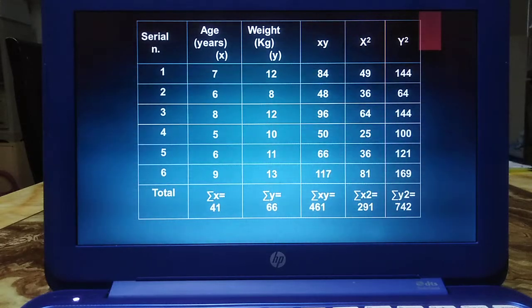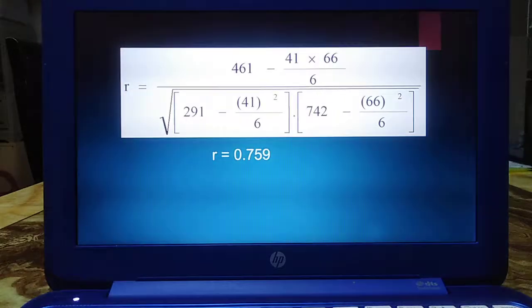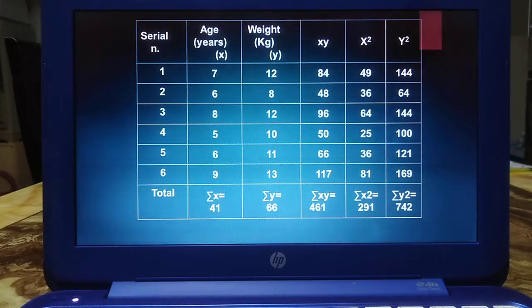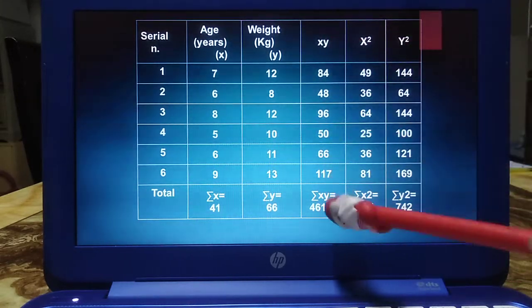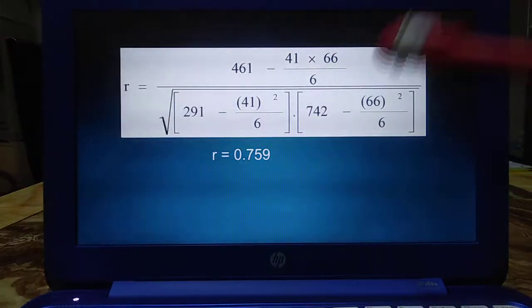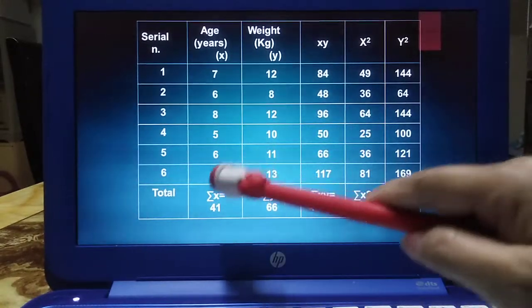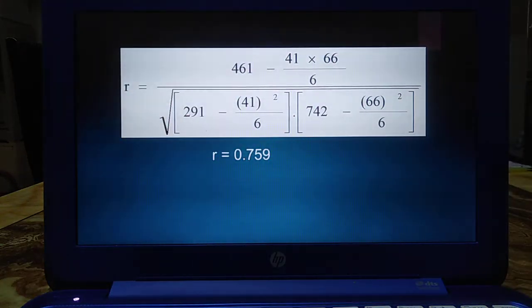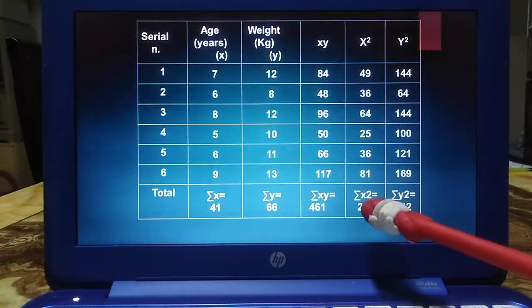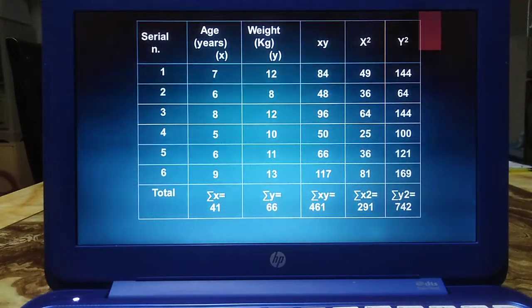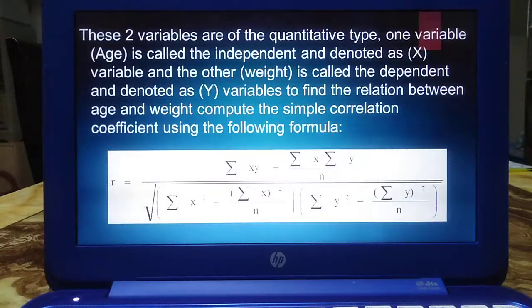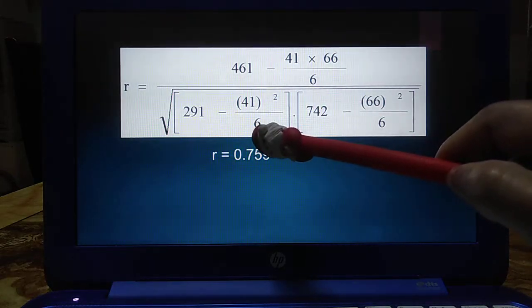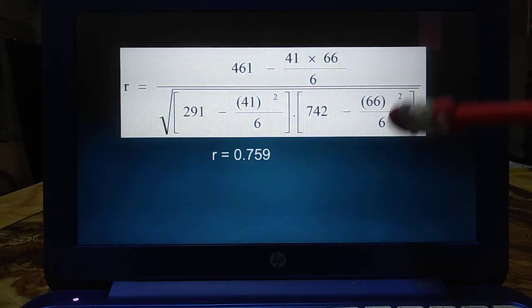And then we simply plug it into the formula. 461 is the sum of x times y, minus 41 times 66, the product of the two sums, everything divided by the square root of 291, the sum of the squares of x, minus 41 squared over the 6 data we have, times 742, the sum of the squares of y, minus 66 squared over the 6 data we have.